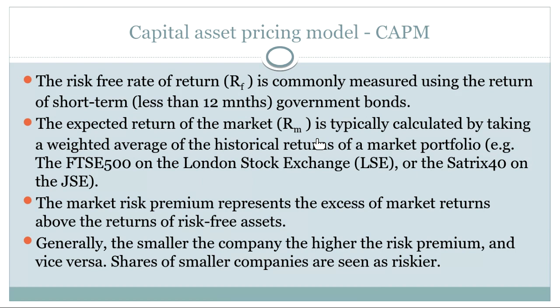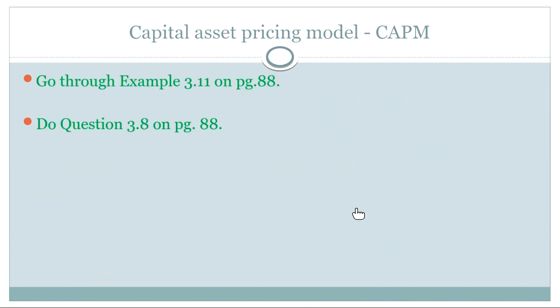And then again on page 89, we've got the pitfalls of the CAPM formula. Again, remember, every time we have a formula, that means we are making certain assumptions. And as soon as we make certain assumptions, we have to understand that that has got some downfalls to it. So example 3.11, you practice calculating an expected return for a particular asset. And then you can do question 3.8 on page 88 to practice that.